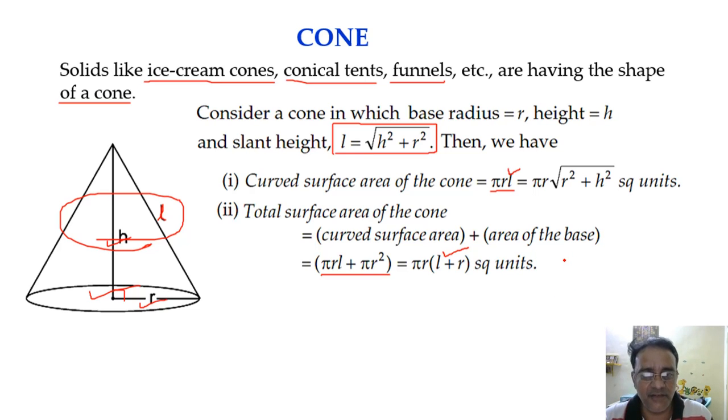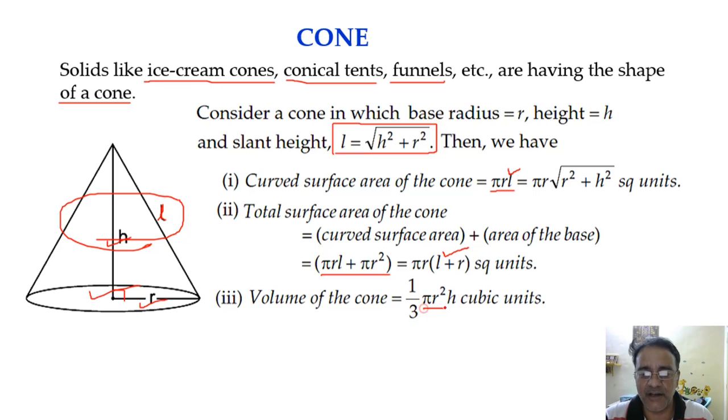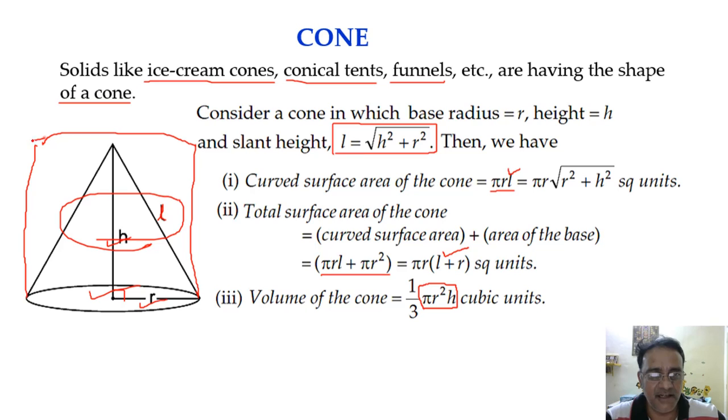Okay, now the third formula is volume. Volume is equal to 1 by 3 pi r square h. Pi r square h is the formula for the volume of a cylinder. तो अगर हम लोग इसी हाइट का एक कंप्लीट सिलेंडर बनाते हैं, if we make the cylinder, the volume of the cone will be 1/3 of the complete cylinder.